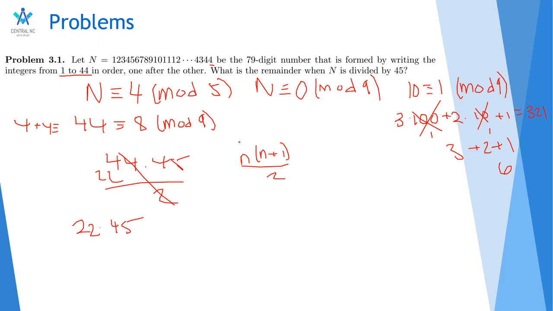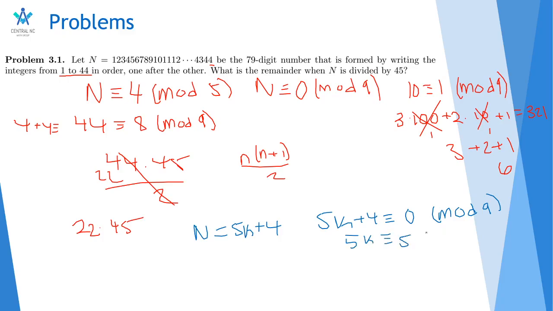So now we can go ahead and solve this congruence real quick. We can let n equal 5k plus 4 for some integer k, and we can sub that into this congruence. We get 5k plus 4 is congruent to 0 modulo 9. If we subtract 4 from both sides, we get 5k is congruent to negative 4, but we know that negative 4 is congruent to 5 modulo 9. So we actually get this.